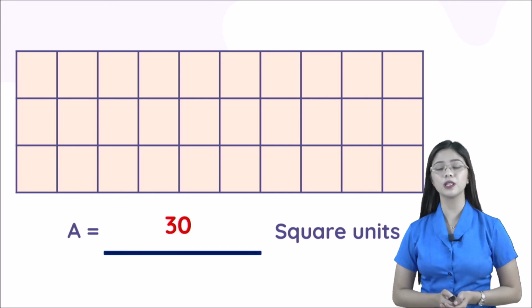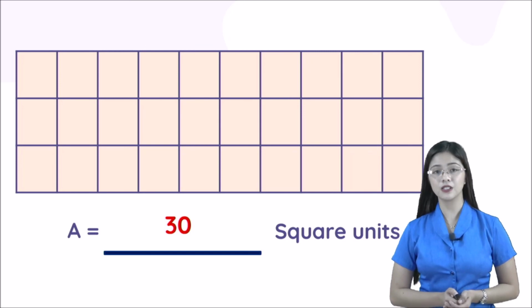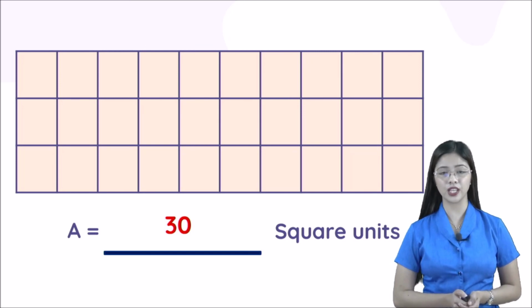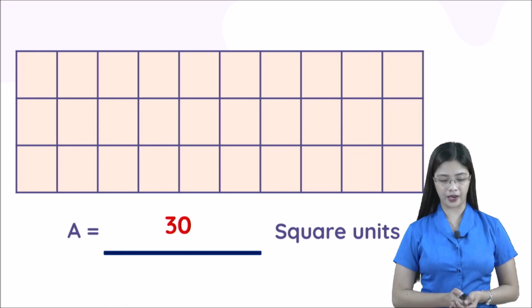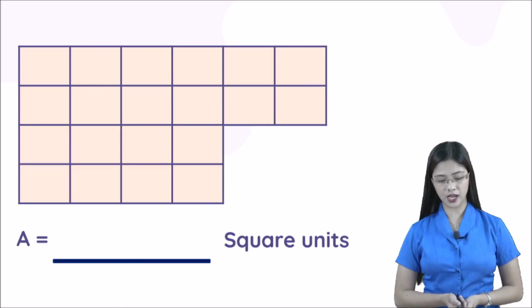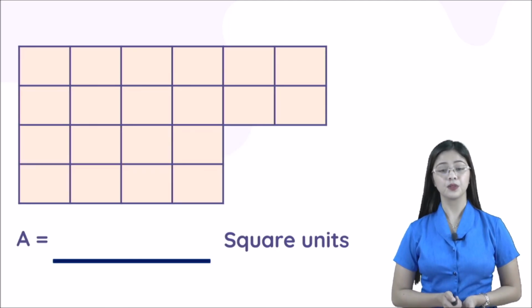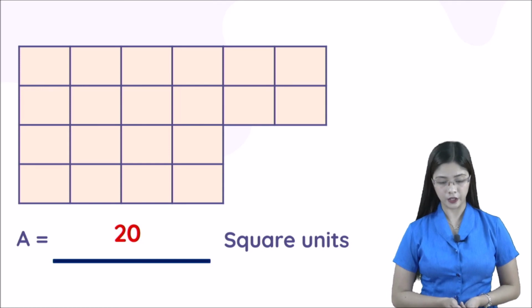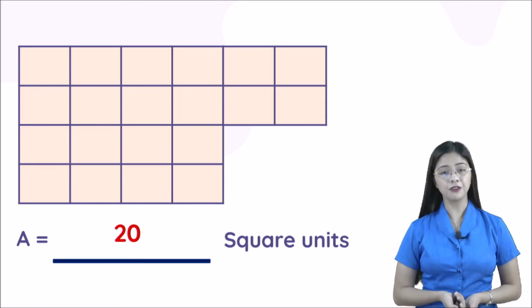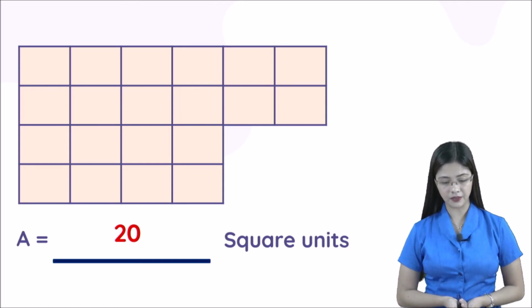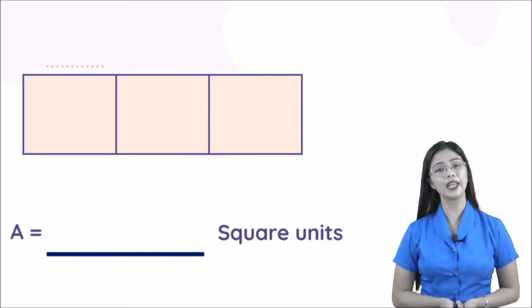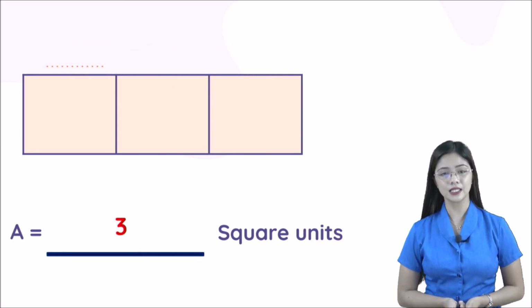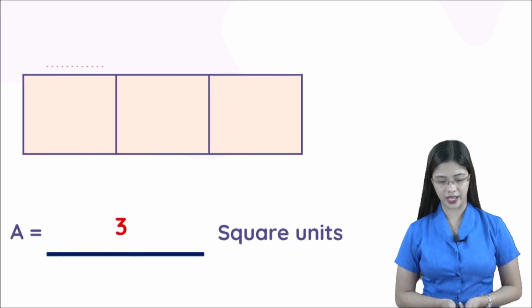In doing multiplication, kids, it is faster than counting all of the squares. And for the next one, we have the 20 square units, okay? And for the last number, very easy, we only have 3 square units, okay?